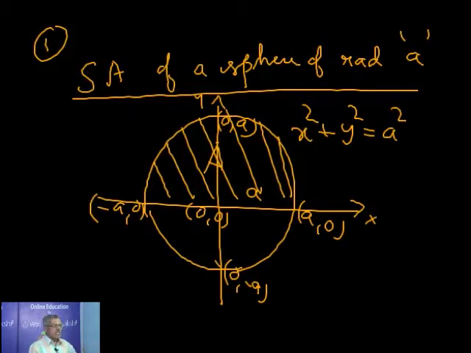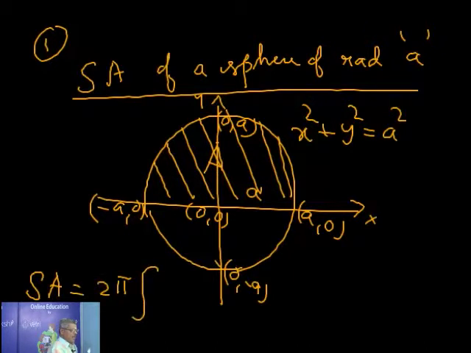So surface area of that sphere is given by the formula 2 pi integral, and I mention here minus a to plus a. Earlier I mentioned a to b. Here a is minus a, b is a. Minus a to plus a.